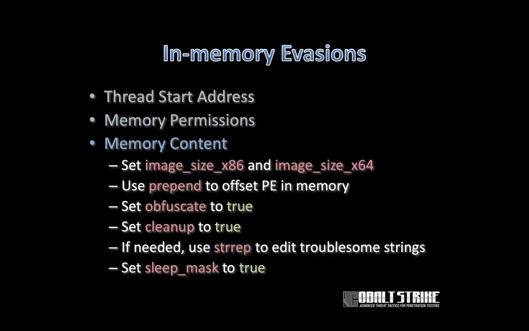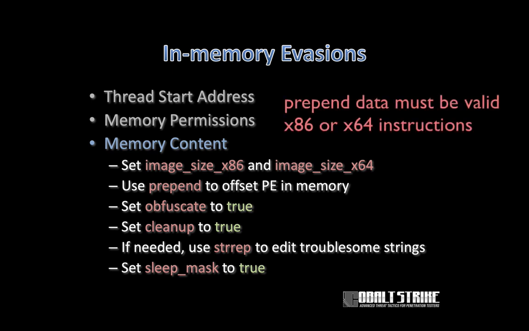What about memory content? Here is my advice to change up Beacon's memory content. Consider setting the image size x86 and image size x64 values. These will change the size of the image header, which will influence how much memory Beacon requests for itself. I have heard some people say that the fixed size of Beacon in memory is an indicator. Consider using prepend to offset your Beacon payload from that natural boundary, which is the beginning of a page or even the beginning of a region of memory.